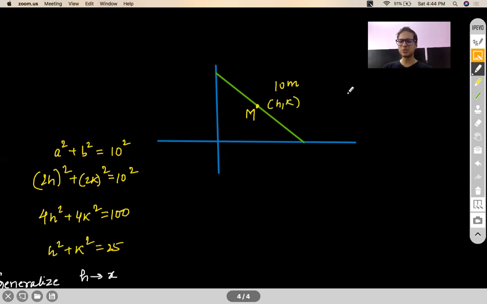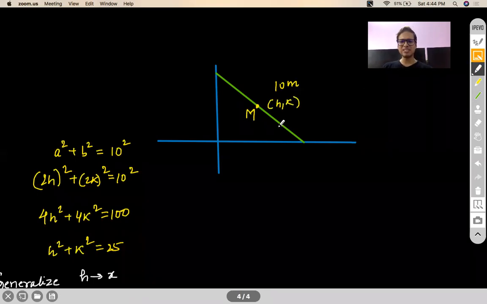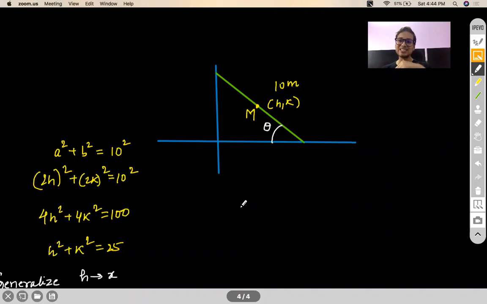Now what I'll do, for a change, is say that if my ladder is falling, let me call this angle theta. Remember, theta will keep on changing as the stick is slipping. So theta becomes a parameter for you. Theta is something you have assumed to solve the question, and that becomes a parameter. So how do I solve this?